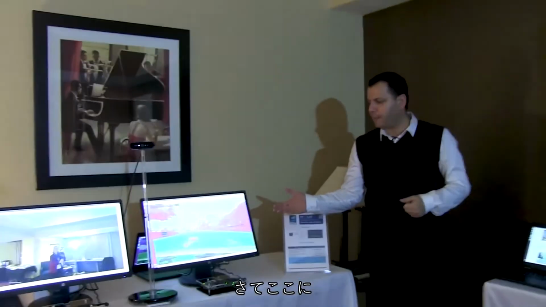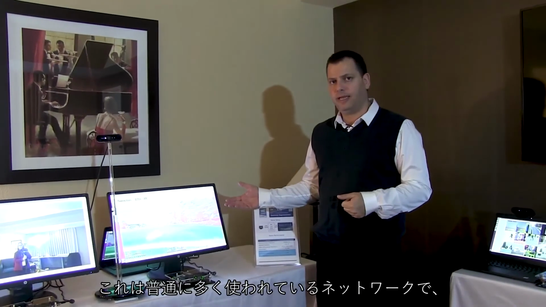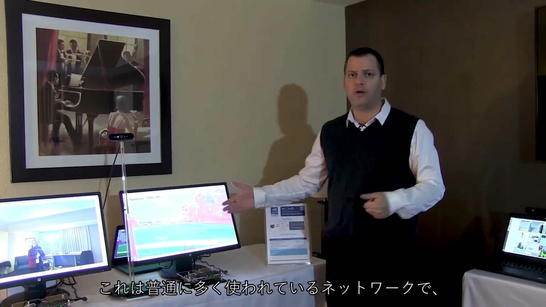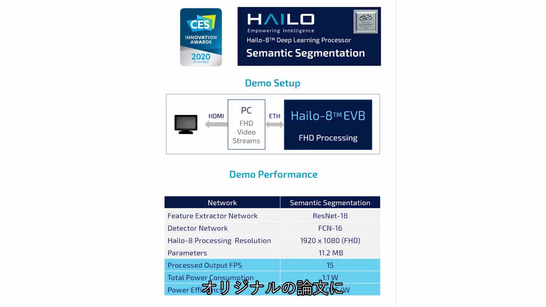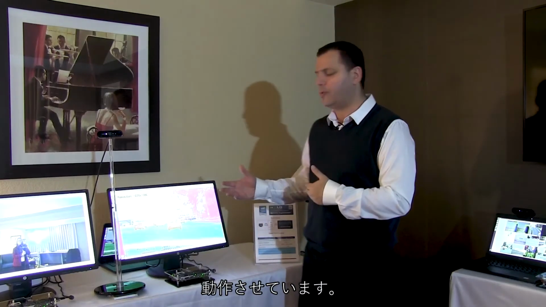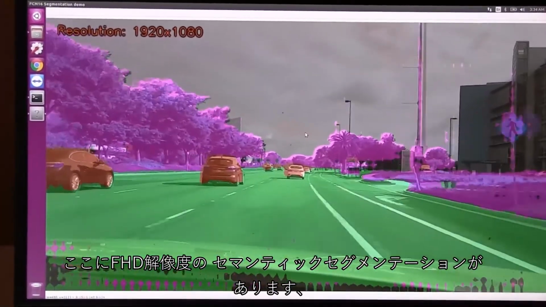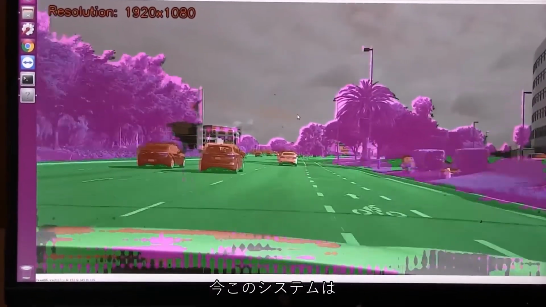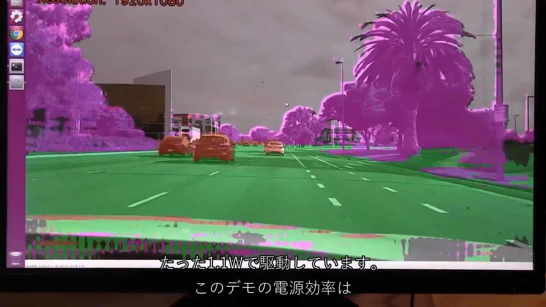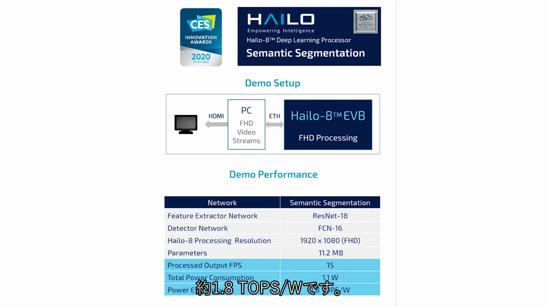Here we have Full HD semantic segmentation. Again, this is a standard network. All the networks that I'm showing you right now are the original networks from the original paper; we didn't do any pruning on them, and we run them. Here it's semantic segmentation, at a resolution of Full HD, 1920 by 1080, and here we are running it in less than 1.1 watt. The power efficiency of this demo is around 1.8 tops per watt.